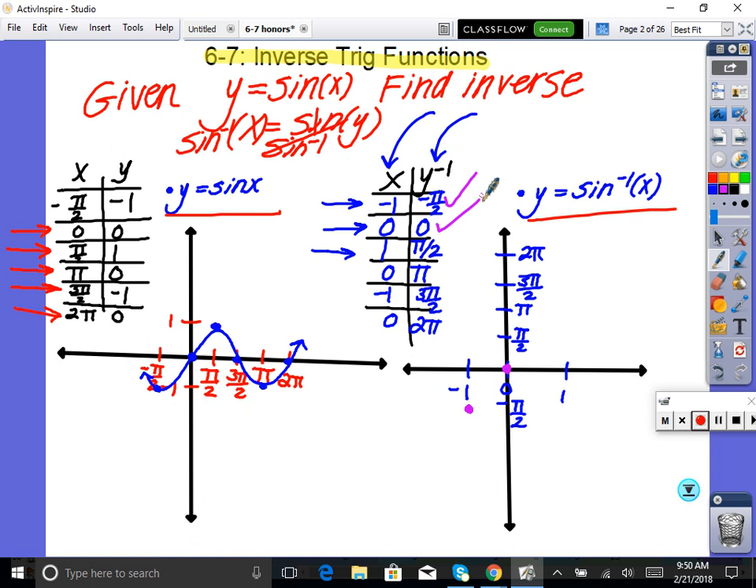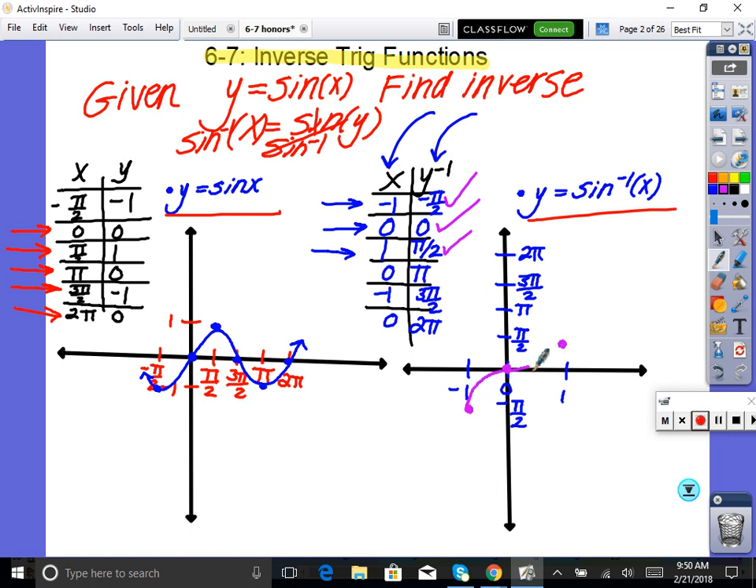And guess what? I'm not going to actually have you on the test reproduce this graph. The graph helps you see why we have to restrict and what's going on with sine inverse. So I won't ask you to actually graph sine inverse. Over 1 up pi. Okay, so let's look at what's happened so far.